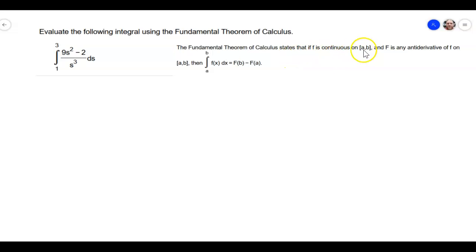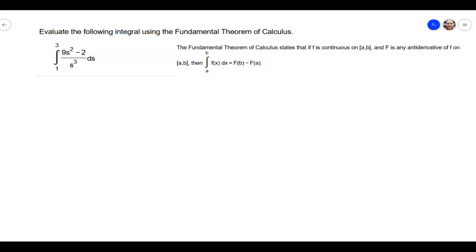It states that if f is continuous on the closed interval a to b and F is any antiderivative of little f on a, b, then the definite integral from a to b of our function with respect to x is equal to the antiderivative evaluated at the upper limit minus the antiderivative evaluated at the lower limit.